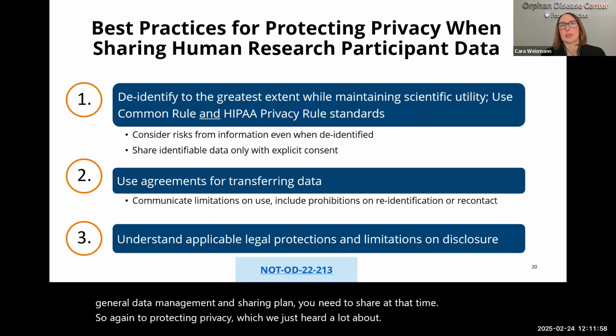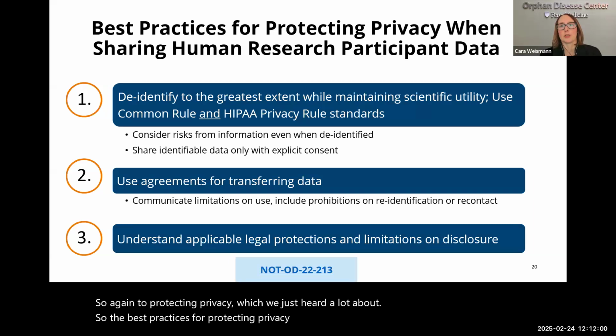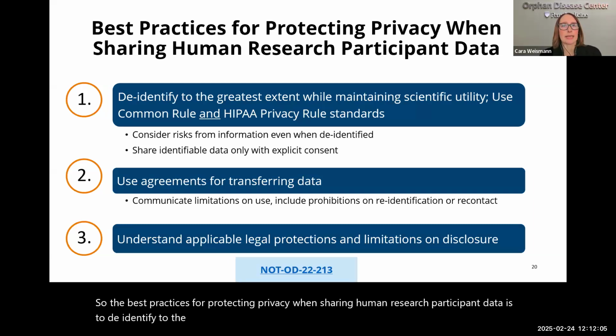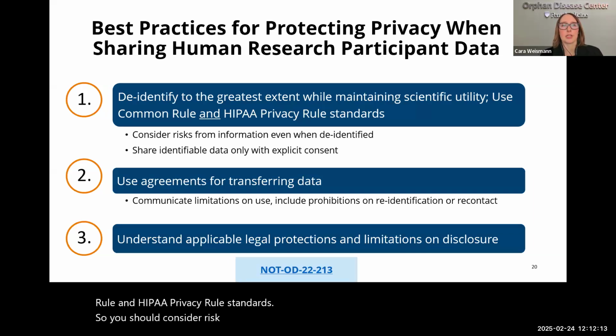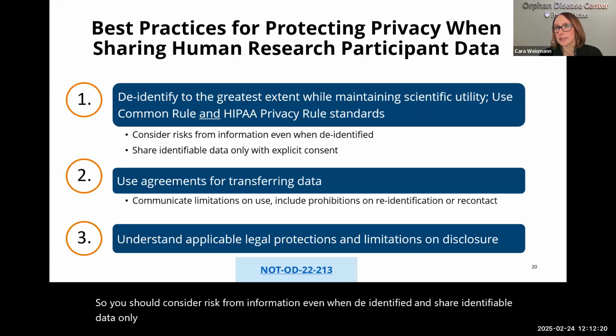So the best practices for protecting privacy when sharing human research participant data is to de-identify to the greatest extent while maintaining scientific utility, using the Common Rule and HIPAA Privacy Rule standards. So you should consider risks from information even when de-identified, and share identifiable data only with explicit consent, as we had seen before.